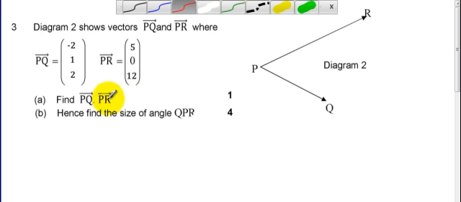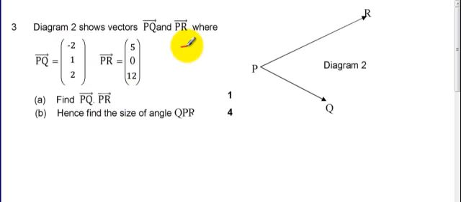Now, first of all, PQ dot PR is going to be -2 times 5, which is -10, plus 1 times 0, which is plus 0, and 2 times 12, plus 24. So that gives us minus 10 plus 24, which is 14. So PQ dot PR is 14.